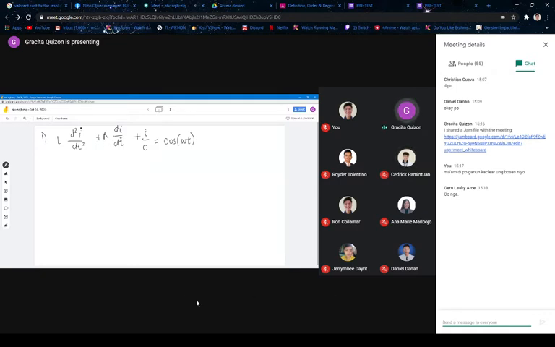Plus r times the first derivative of I with respect to t plus I over c is equal to cosine of omega t. So, sa first example, identify natin yung dependent and independent variables. Sinong may idea kung ano yung dependent variable? Pwede na kayong turn on ng mic nyo kung gusto nyo sumagot.